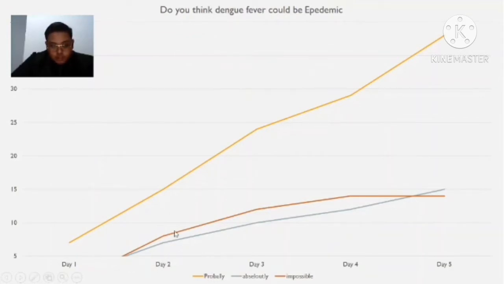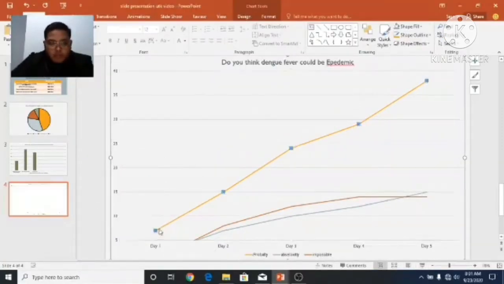So we look at probably first. The question is, do you think dengue fever could be epidemic? There are people who answered probably. On the first day of the survey, only 7 students answered probably, then on day 2 it increased to 15 students, day 3 24, and day 4 29, and at the end of the data collection, 38 students answered probably.